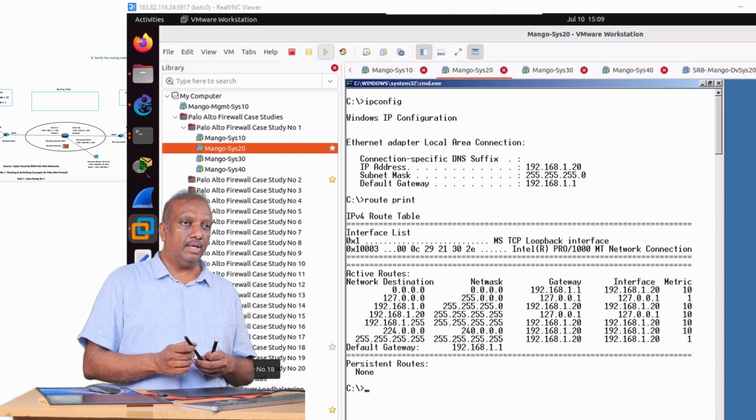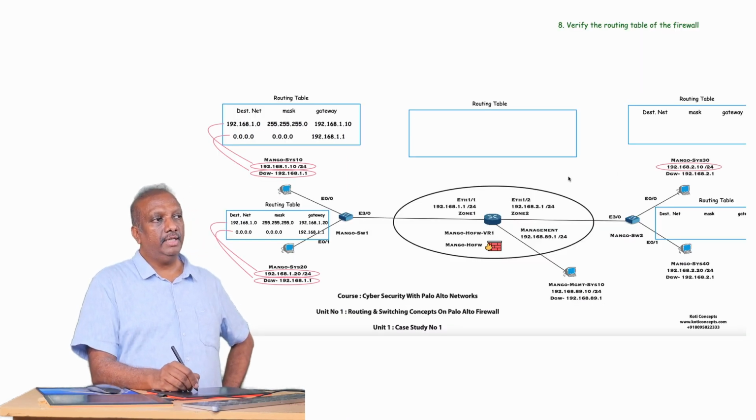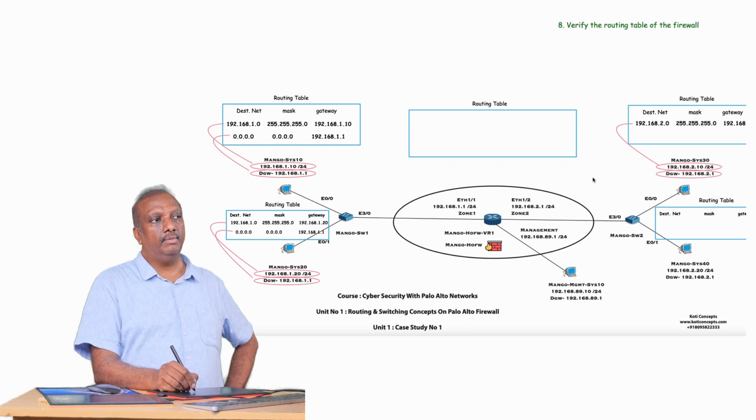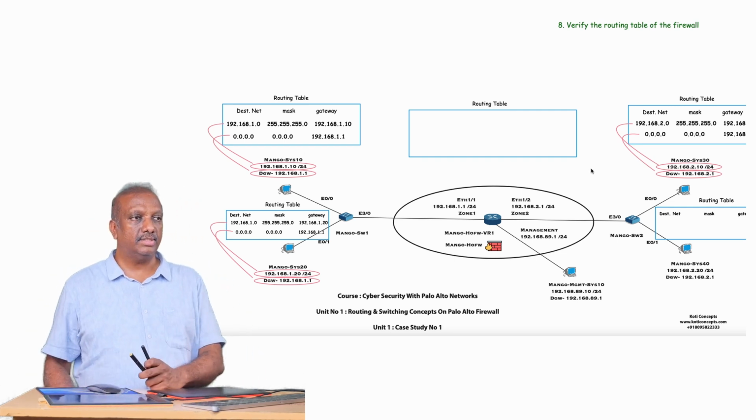Similarly, let us go to Mango sys30 now. Address is what? 2.10. So a route will be there saying for your own area, you are the gateway. And the default route will be there saying what? Any network, send the packet to 2.1. Who's 2.1? The Palo Alto Firewall, right? Let us check this now.